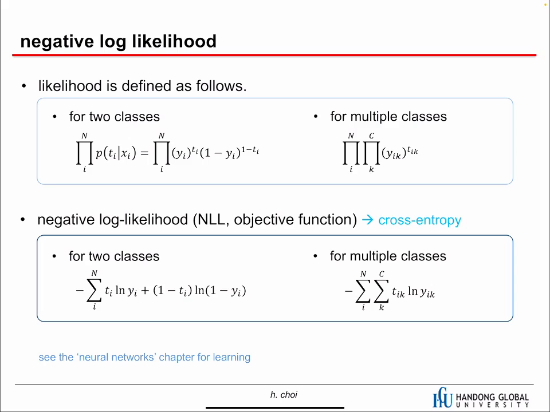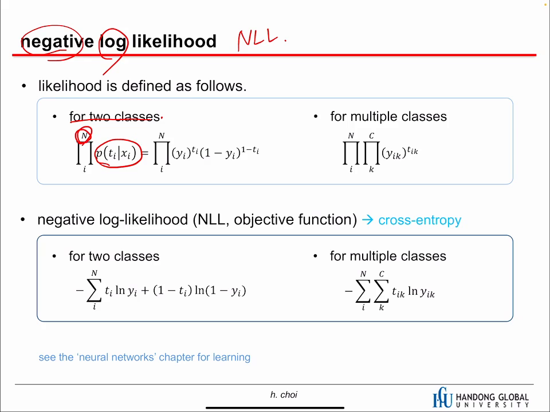Then we can use the likelihood. But since we are interested in minimizing, we take a negative, and since the likelihood is based on some exponential function, we take a log. That's why we have the negative log likelihood, or NLL. The likelihood is defined as follows, for the binary class problem with n samples. We actually talked about this in the previous slide.